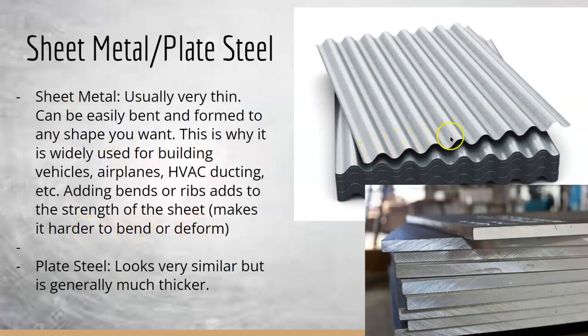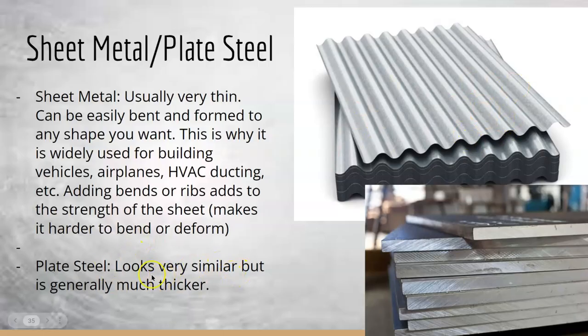So right here we have this. This is probably galvanized. This is the kind of sheeting that you might find on a roof or on the side of a barn or something like that. So it is a piece of sheet metal that they added all these ribs to give it strength.